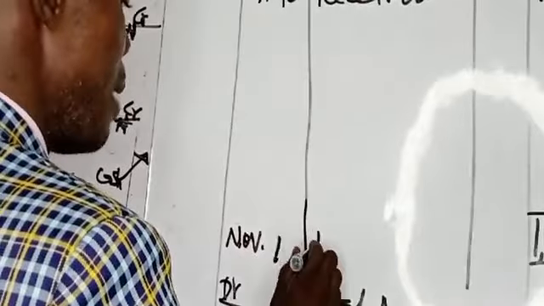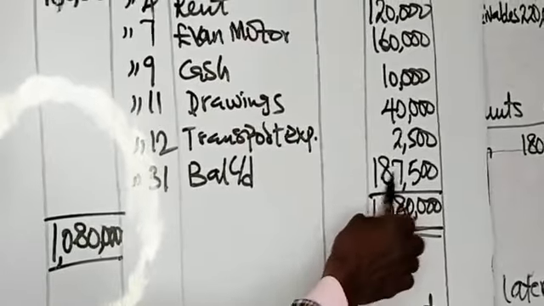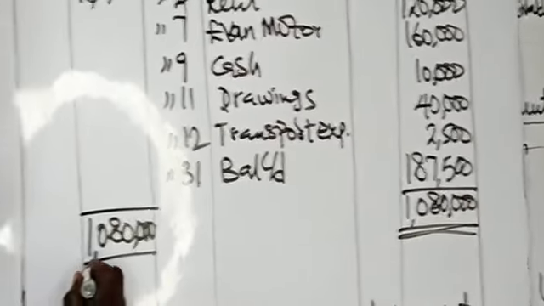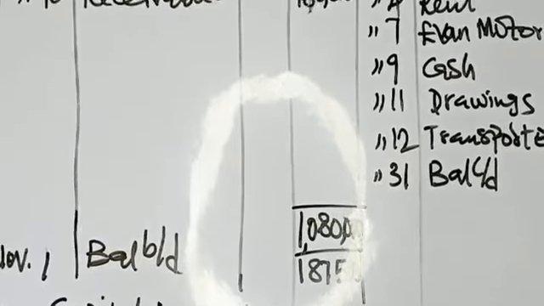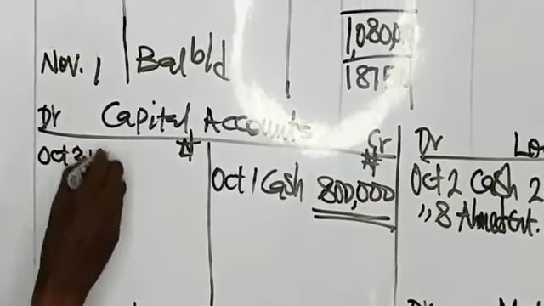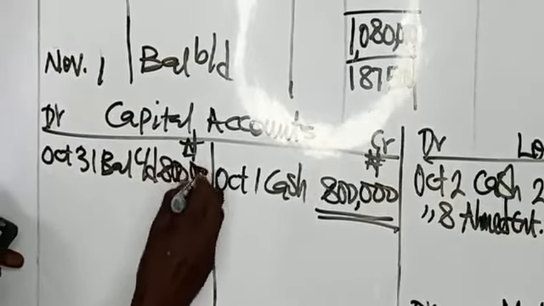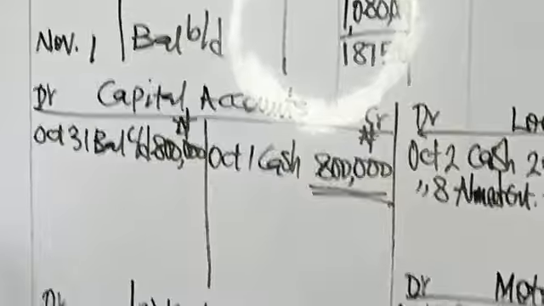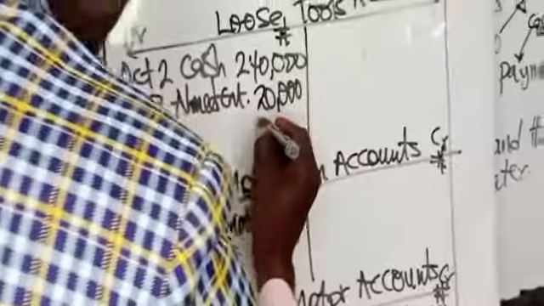November 1st, balance brought down. The difference here is 187,500. So capital account, you only have capital account there. You can close it like this, or you come here. The last day of the month of October, October 31st, balance carried down, which is 800,000 naira. You can do the same thing here, but since we have only this, let me just double strike it.